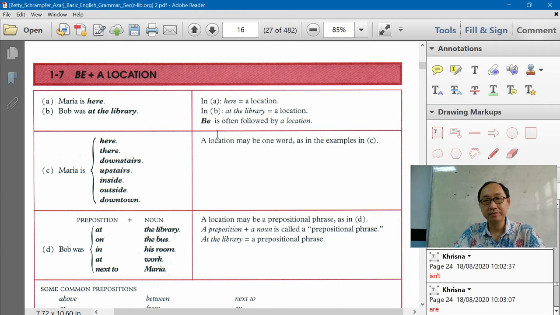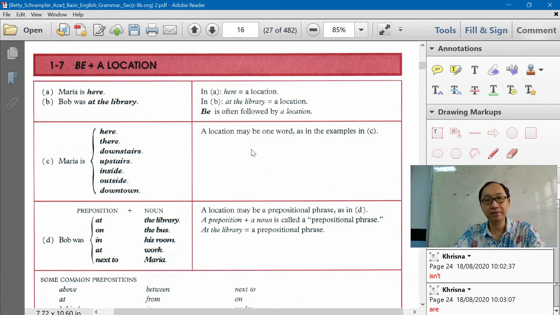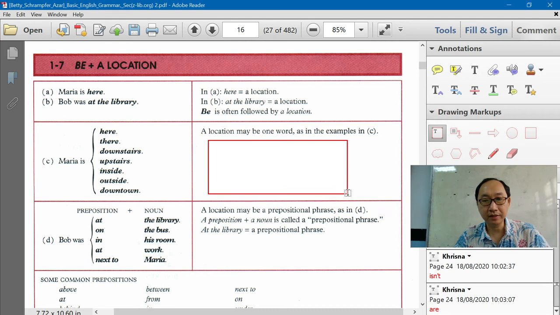Okay, so in the next part, we are coming to location. Okay, be at a location. So remember number one. We have to remember there is number one. Yeah, I write that here.